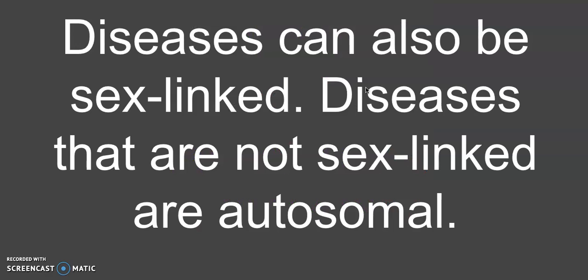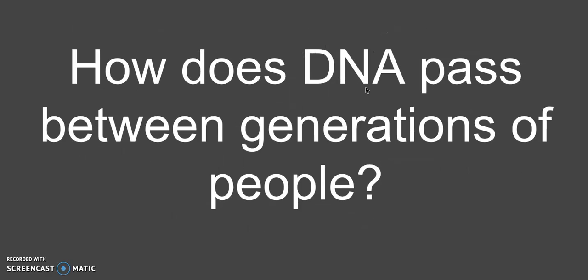And so now we're going to talk about sex-linked diseases. So not autosomal diseases like Huntington's and sickle cell that we've already been talking about. So one really well-known sex-linked disease is color blindness. This is just going to be the example that we're talking about.